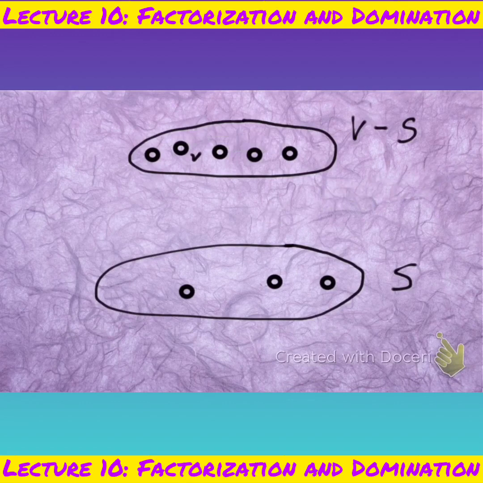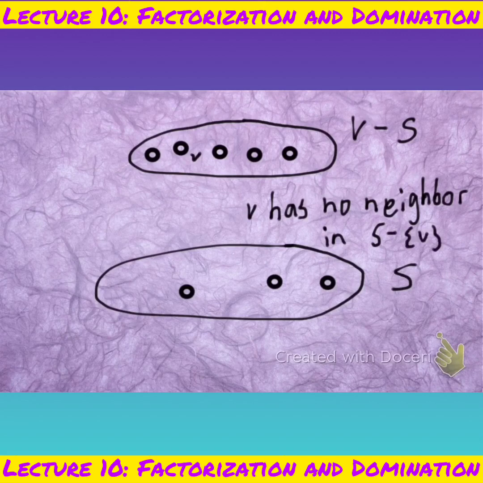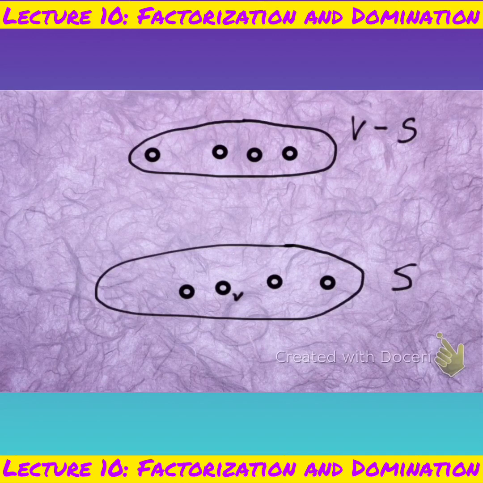Right, so the only other possibility is that V is not dominated. This implies that if V has any neighbors, they must all lie in V minus S. That implies there are no further neighbors of V in S, so V has no neighbor in S minus V. Basically that proves that if S is a minimal dominating set, then one of those two properties holds. Now let's say both properties we talked about hold, and let's prove that S is a minimal dominating set.